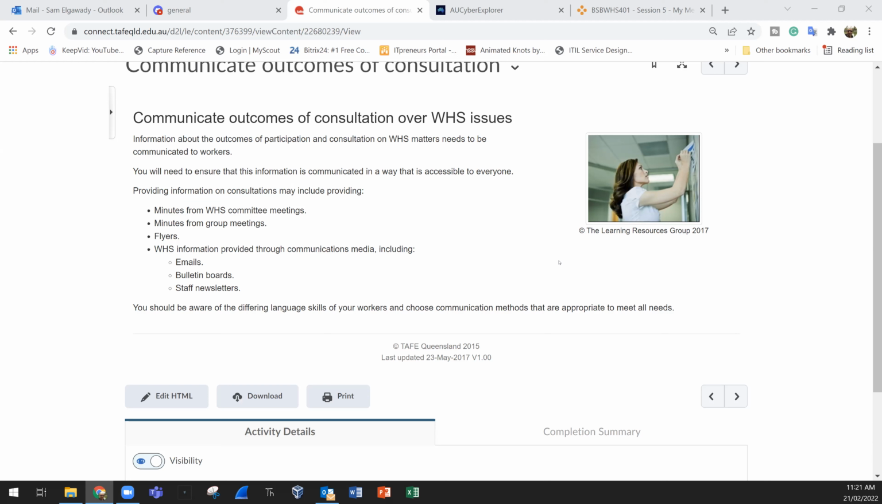So we communicate this outcome, telling everyone, don't forget to wear masks. You don't need to come to workplace. If you feel some stress, call this number. So we have different means of communication.